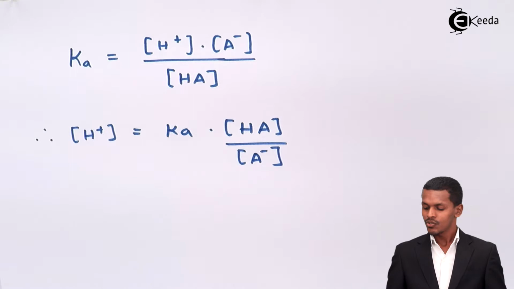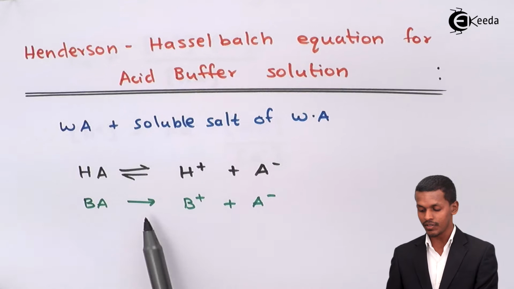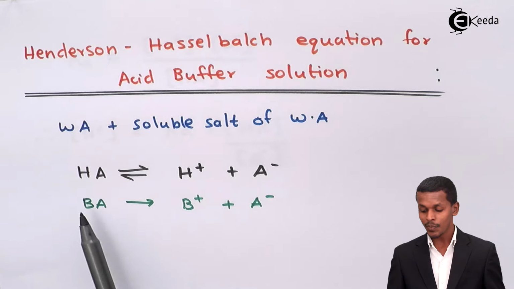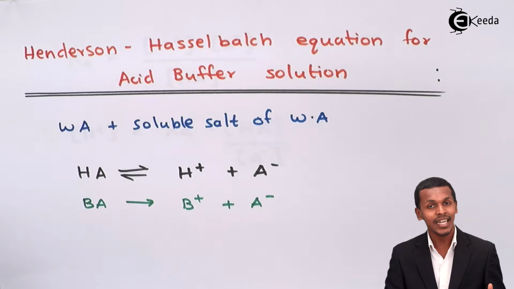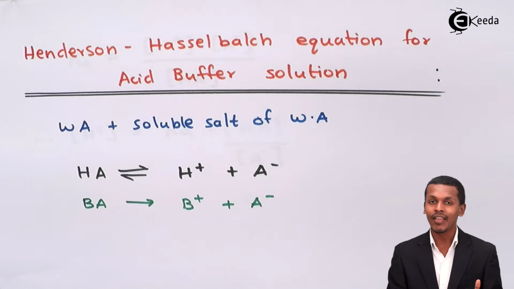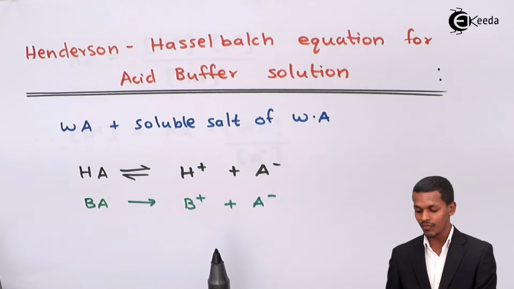So talking about this concentration of A minus, this A minus will be the concentration of this one also, that is if a soluble weak acid is being dissociated. Suppose it is a strong electrolyte, and if it dissociates completely, then we could observe that A minus will have the same concentration as that of the soluble salt. So instead of A minus, we could say it is the concentration of the salt.